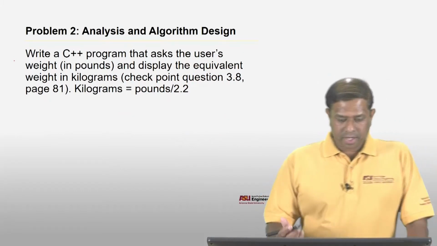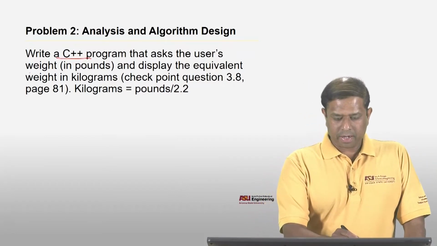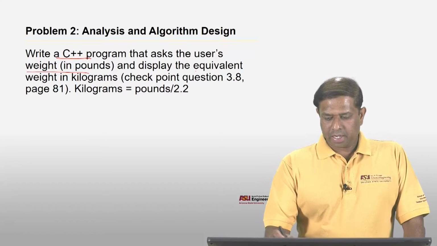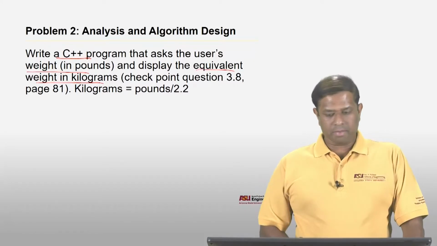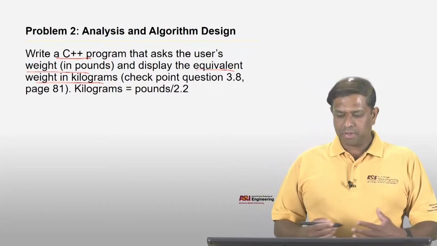Now in this kind of scenario, we want to write a C++ program that asks for the user's weight in pounds and displays the equivalent weight in kilograms. So it's a pretty simple problem. However, this involves a few things, right?